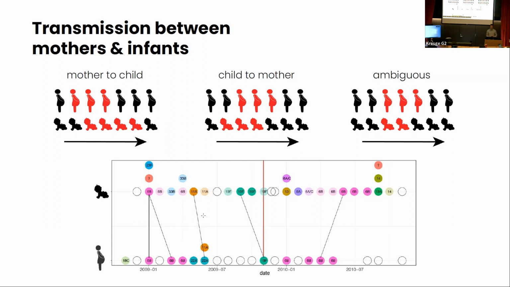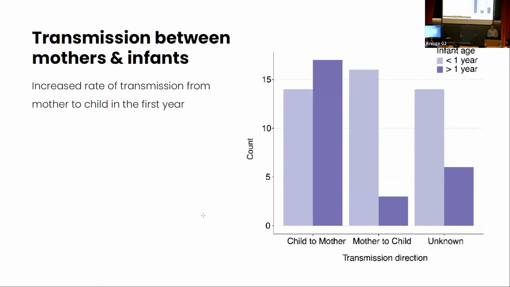We didn't know. And just to give you an idea of what this kind of data looks like, here we've got the sampling time points, and the colors indicate the lineage, and the black lines indicate likely transmission pairs identified using our algorithm. And so what did this identify?